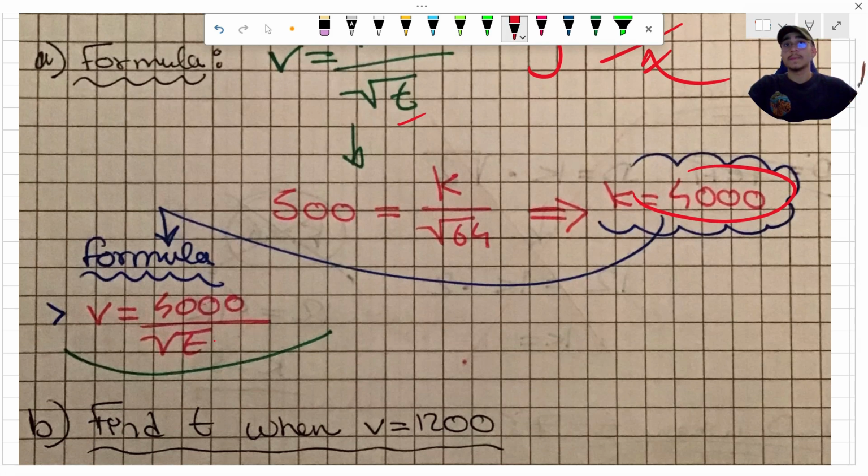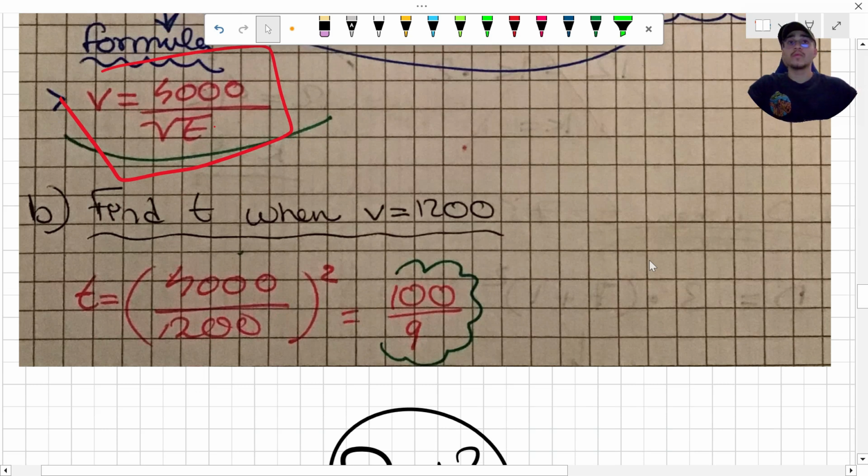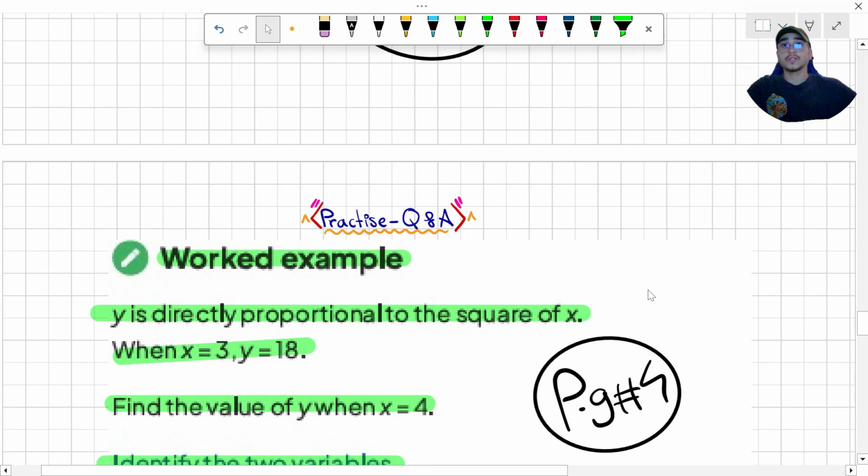Now that we have found the value of k, we substitute k back into the formula. So this is the formula with v. Now we need to find t if v is 1/200. So we substitute the new value of v inside, and we isolate t. To isolate t, first we can move it to the other side. We can take the square root of each side, or square each side. Square and square root cancel each other out, so t is equal to 4,000, the value we received for k, divided by the new value of v, 1/200, all squared. 4,000 divided by 1/200, all squared, is 100 over 9. And that's pretty much it.